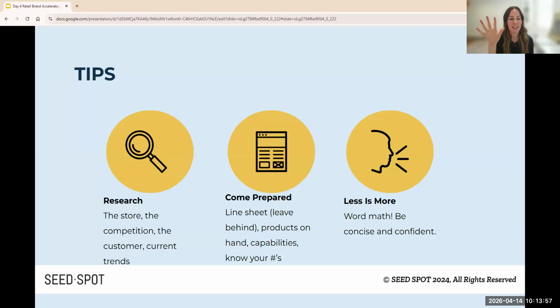And the last piece is be concise. And this is a really important one. The buyer wants to know about your product. They kind of want to know about you. So if you have an origin story that is truly relevant and interesting and tells the story of how you got to where you are, please tell it.